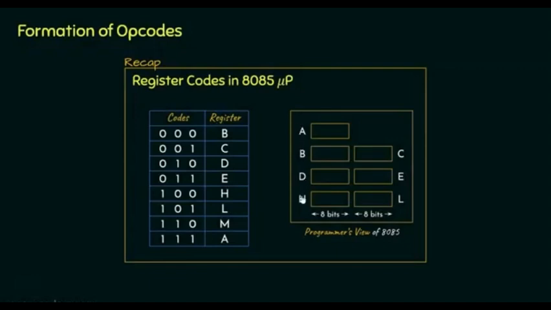Coming to the topic that we are going to cover in this session, we are going to learn about how the formation of opcodes takes place in 8085 microprocessor. Now in the previous session, we understood how the register codes are formed in order to access the different registers of the 8085 microprocessor. Now this was the basis of the formation of opcodes.